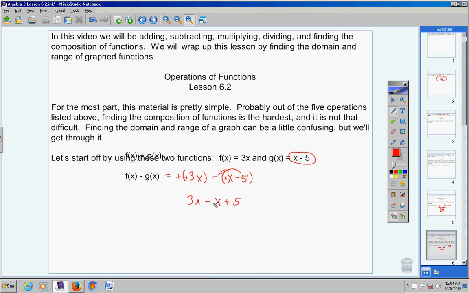Now, combine your like terms. Here's an x term. Here's an x term. 3x minus x is 2x. Positive 5. 2x positive 5. So there you go. That is what you get when you subtract f minus g.